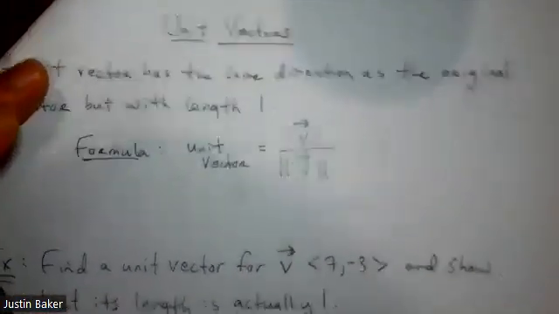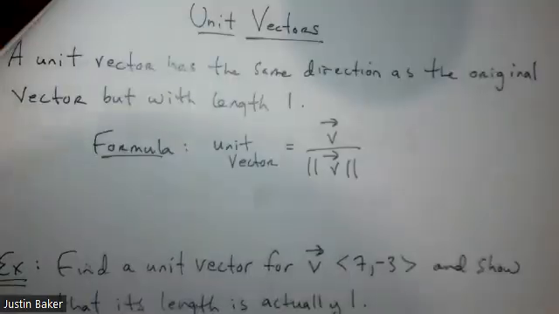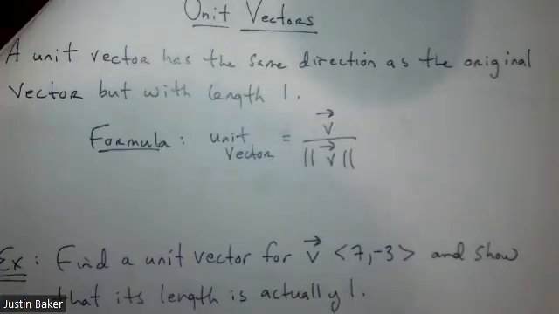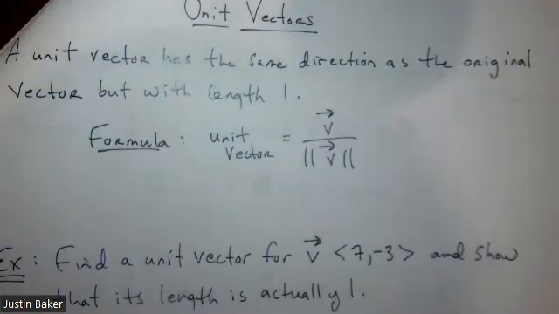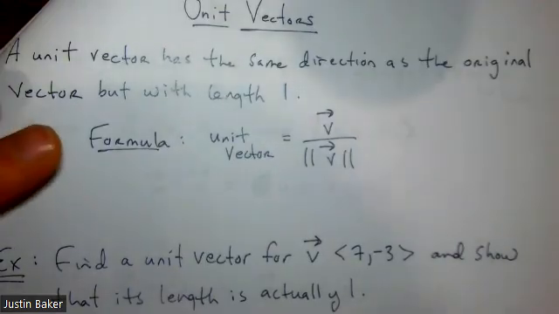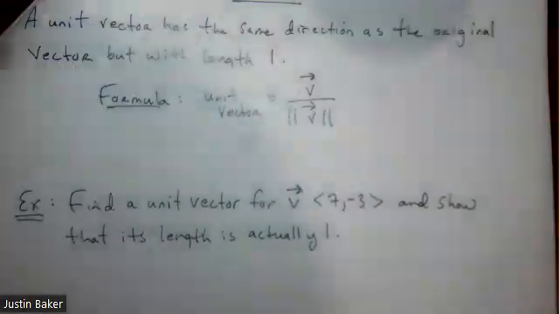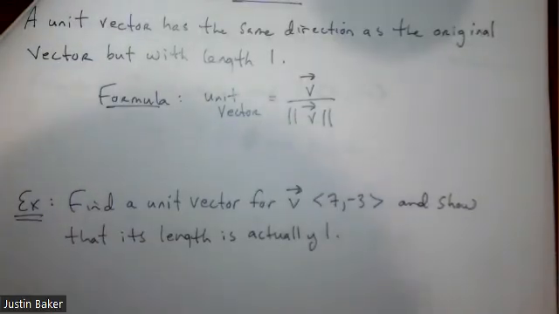Okay, next up, we've got something called a unit vector. A unit vector has the same direction as the original vector, but it has a length of 1. The formula for that is the vector over the magnitude of the vector. And this is called a unit vector. Down below, we've got a formula for you and an example problem. Go ahead and give this a try.